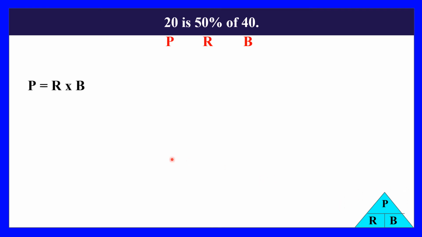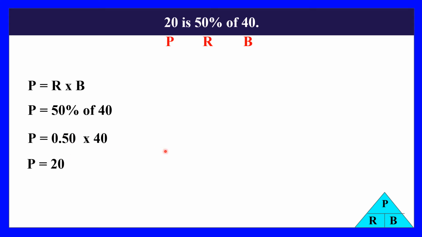So, let's say na, solve natin yung P. Again, P is equal to R times B. Looking at this one, magkatabi yung dalawa, multiply yan ha. So, substitute natin yung rate and the base. So, this is 50% of 40. Translate natin ito into decimal. So, you have now 0.50 or 50 hundredths times 40. And, lalabas dyan ang 20.